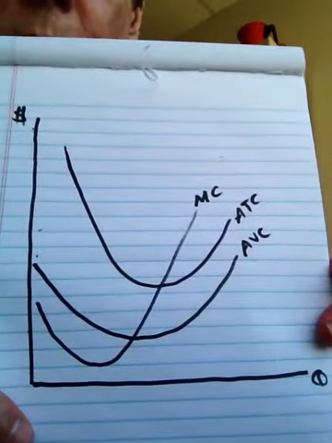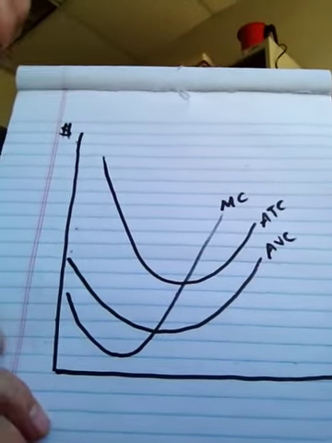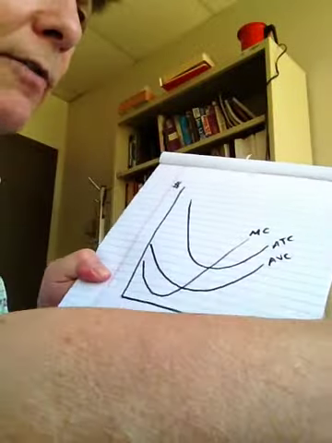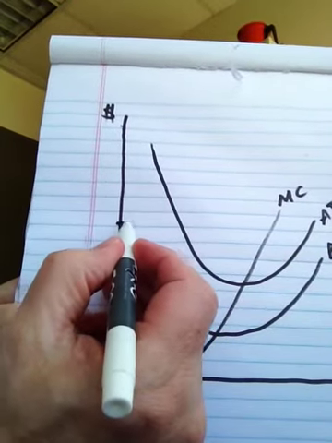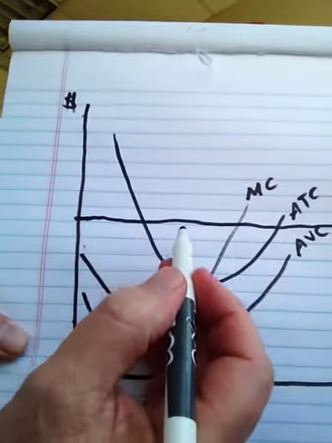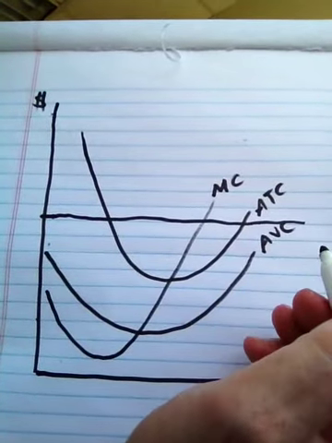You recognize this, no doubt. These are the cost relationships. Let me draw in some revenue relationships. There's our demand, average revenue, marginal revenue curve. Won't bother labeling, and I know you know what it means.